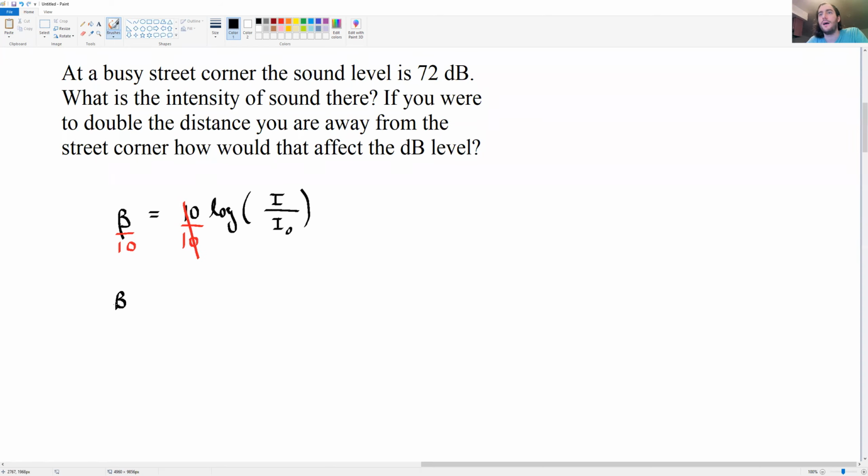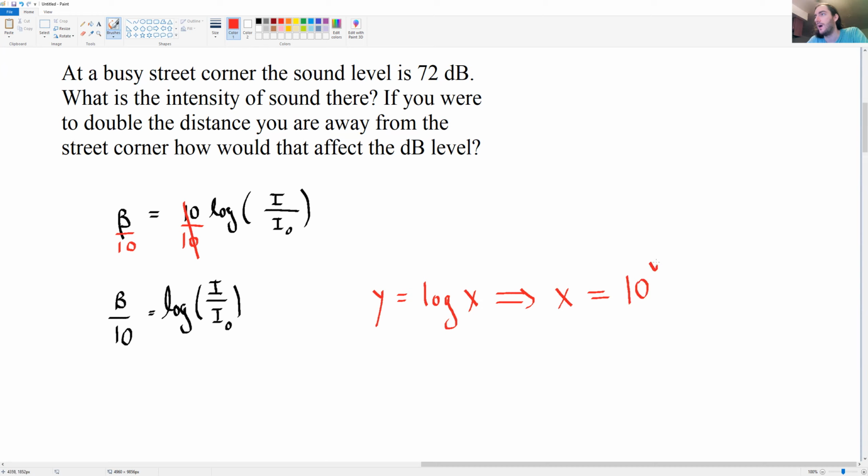And then what we have is beta over 10 is log of I over I0. Now what we want to do is cancel the logarithm somehow. The way to do that is to realize that if y equals the log of x, then that implies x is equal to 10 to the power y.